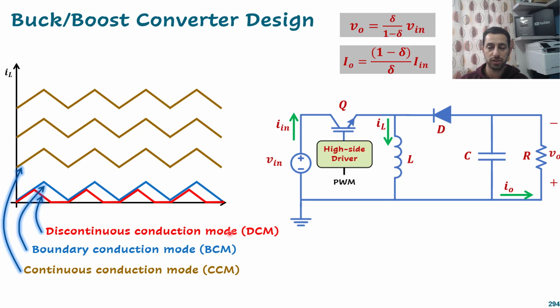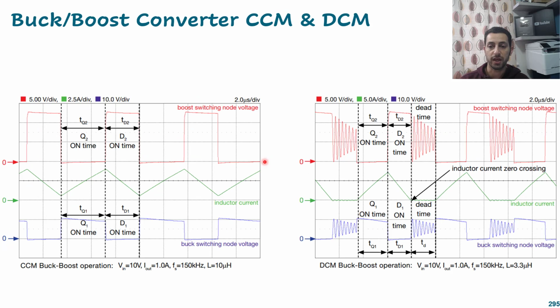And discontinuous conduction mode means that during the off time we cross the zero and stay at zero for some time. But for the boundary, we cross the zero exactly, but we don't actually conduct during the zero time. And here we have practical waveforms of the continuous and discontinuous conduction modes, where we have 10 volts as input and I output is 1 ampere, but the inductance is 10 microhenry, whereas here we have an inductance of 3.3 microhenry, okay.